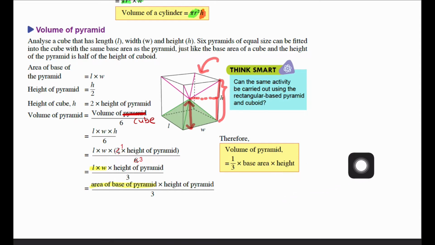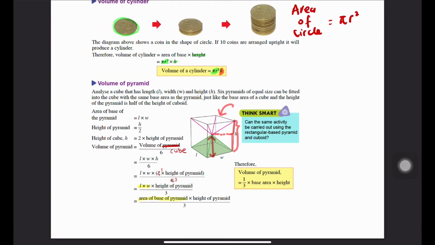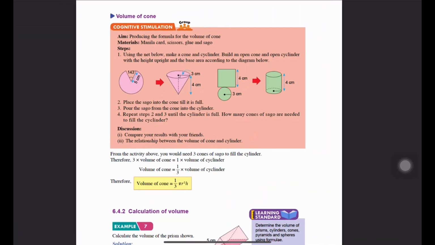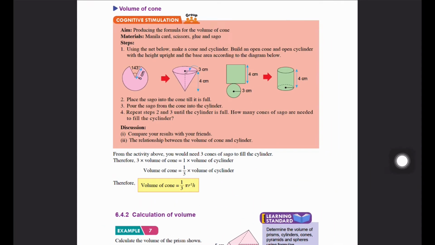Okay, so I hope my explanation for pyramid is clear to you. So if you still don't get what my explanation is about, okay, you can pause this video and you can rewind it. Okay, now, let's look at the volume of a cone.